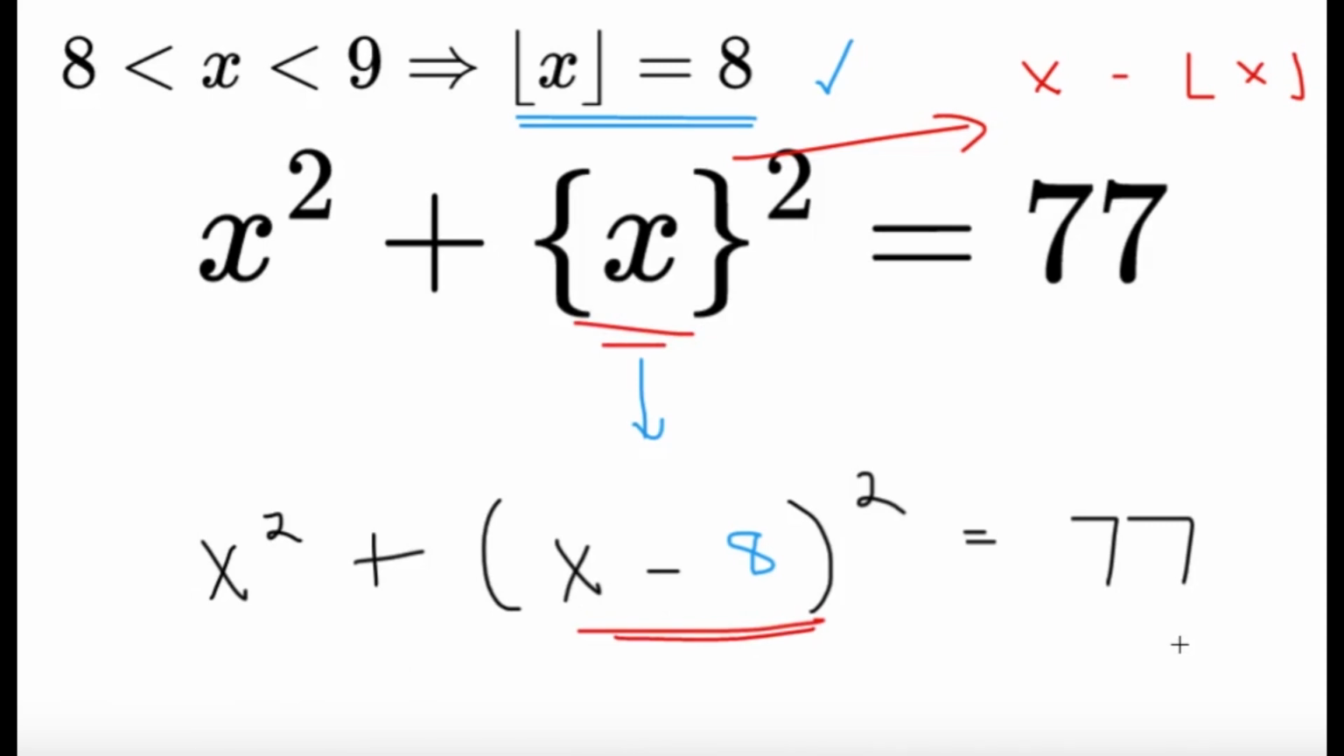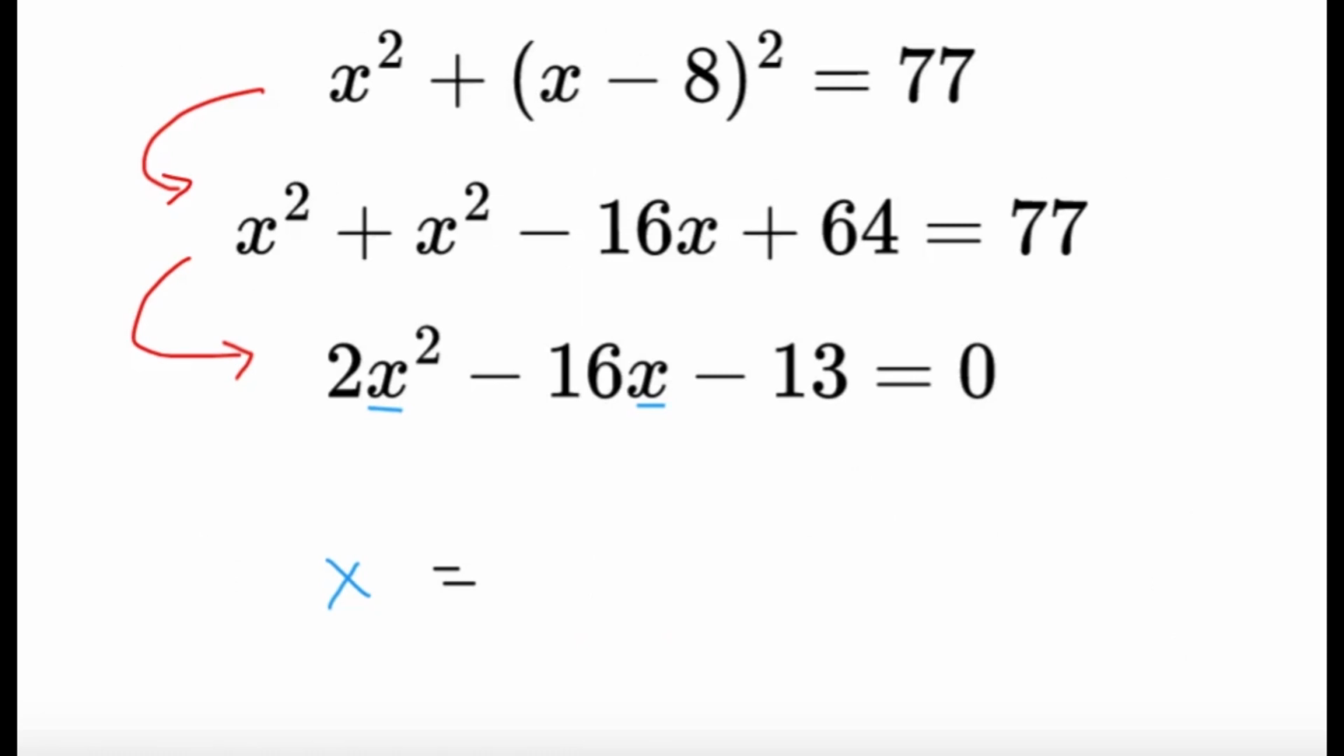So all we have to do now is just solve for x. It's a very simple expand, and it's just going to be a quadratic equation. So x squared plus (x minus 8) squared equals 77. Let's expand the (x minus 8) squared. That's equal to x squared minus 16x plus 64. Move everything to one side, and we get the quadratic equation 2x squared minus 16x minus 13 equals 0.